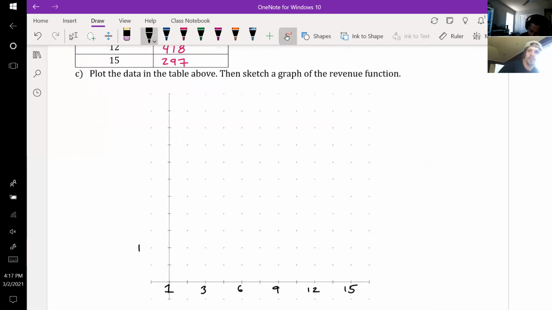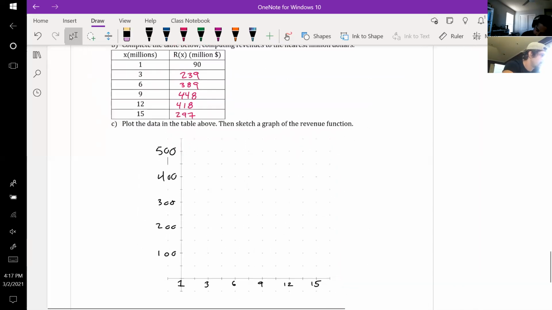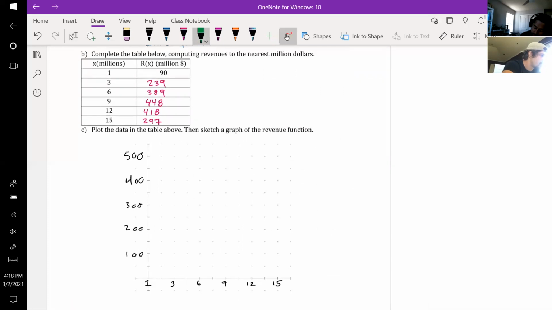So I think I can skip on this too. 100, 200, 300, 400, and 500. Okay. Now let's go ahead and plot our revenue function. So first point is at 1 and 90. So that's going to be somewhere around there. Next point is at 3 and 239. There's 250, so I'll put 239 somewhere around there. Then is 6 and 389. So I'm going to put that close to 400, somewhere around there.